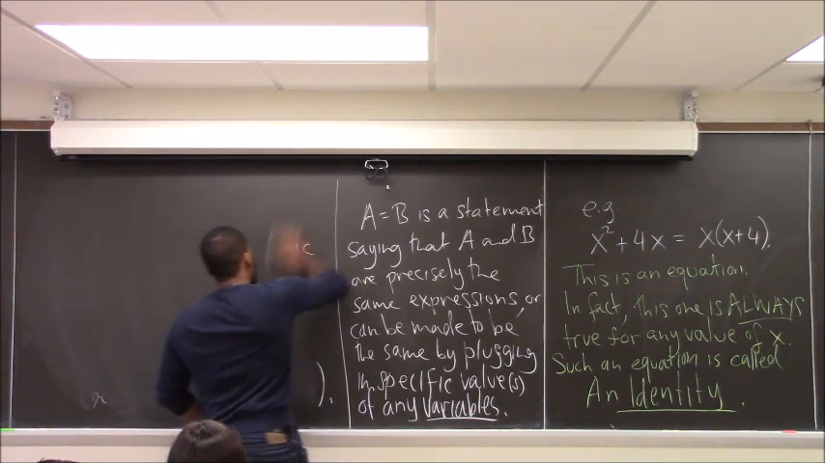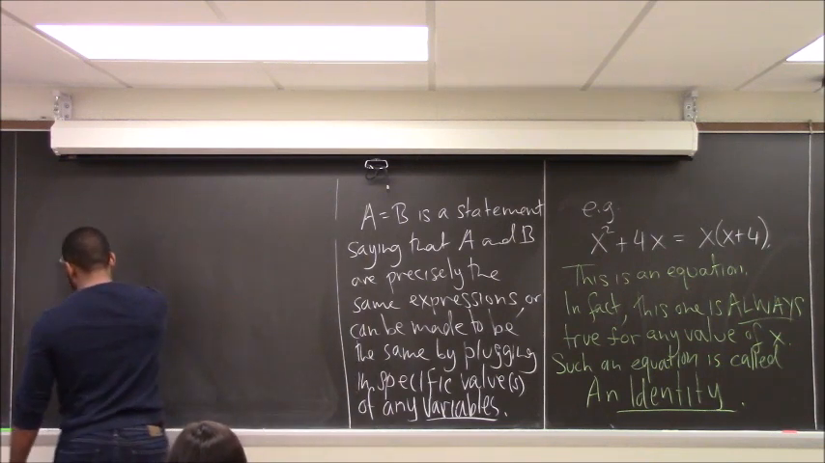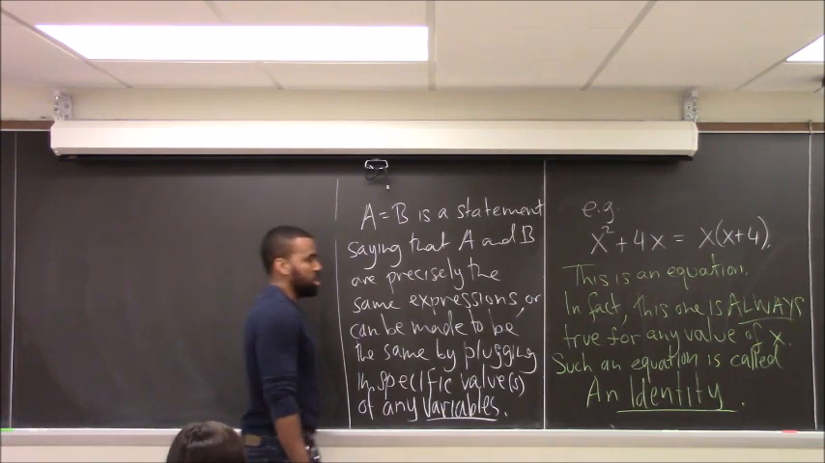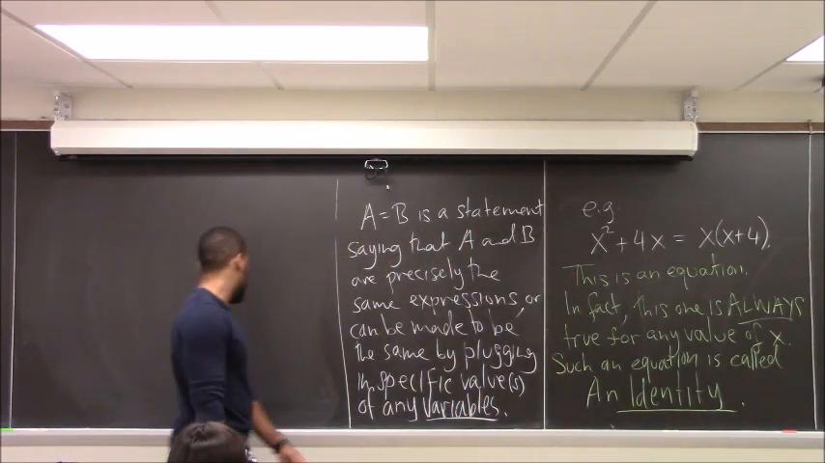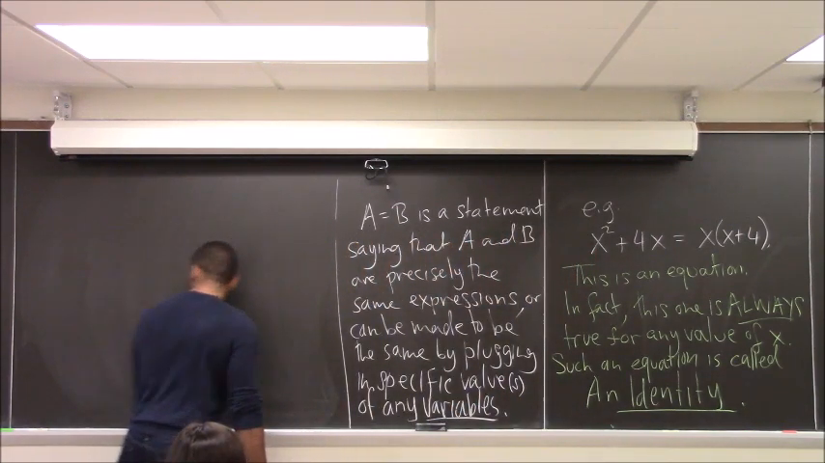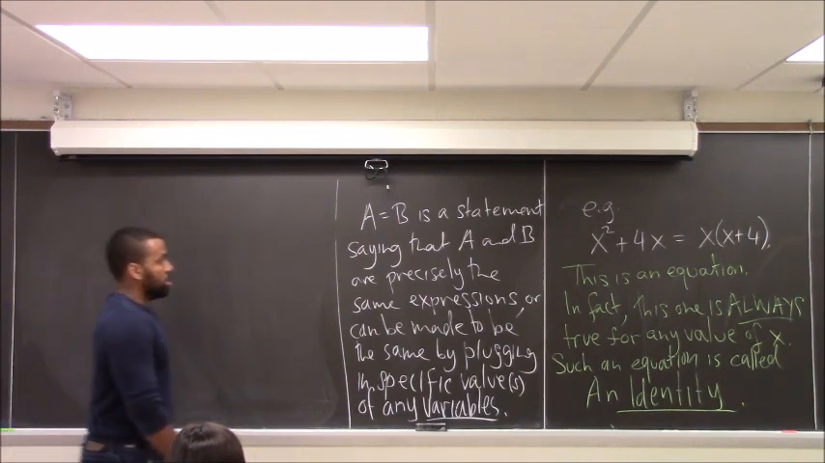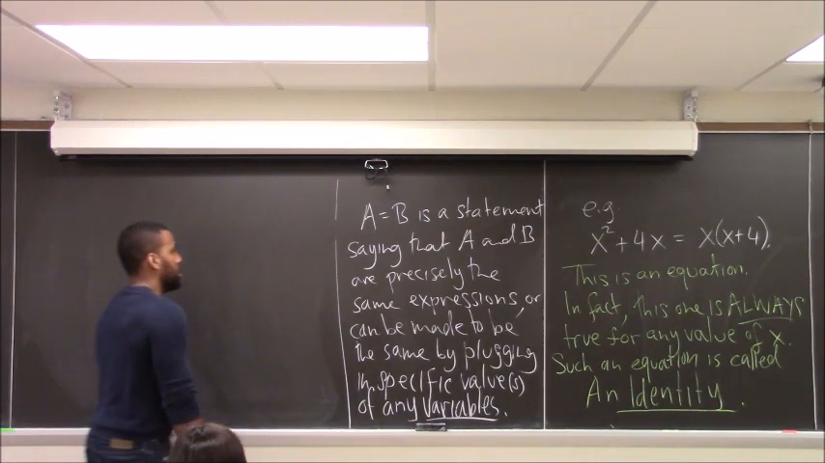By the way, there are equations that are never true. If you try to set up an equation, but no matter what you do you can never get it to be true, that's called a contradiction, and you shouldn't do it. But in this class, we're not going to worry about that too much. So that's called an identity.